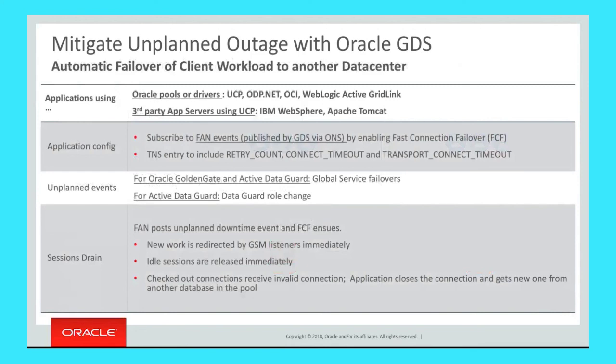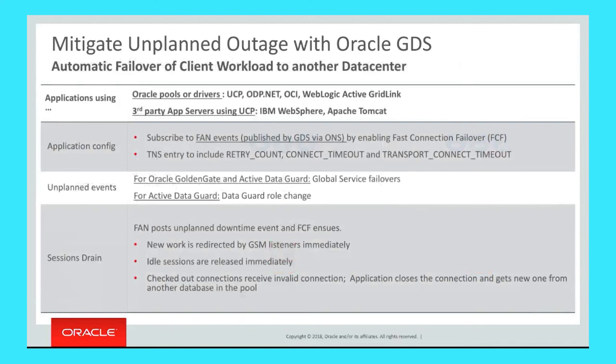Idle sessions that were in the pool will be released immediately, and the checked out connections receive invalid connections, and the application closes the connection and opens a new one. But this time, when it opens a new one, they will be going to the second database where the service has come up, right? So that's how you mitigate your downtime for unplanned outages, right?